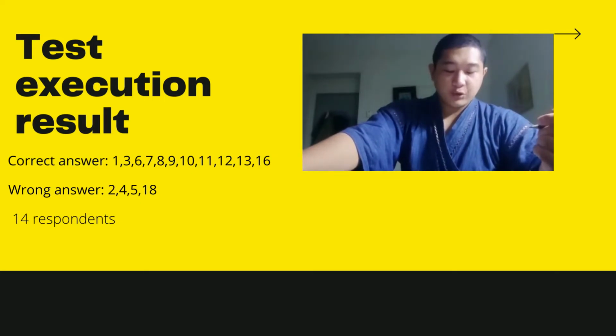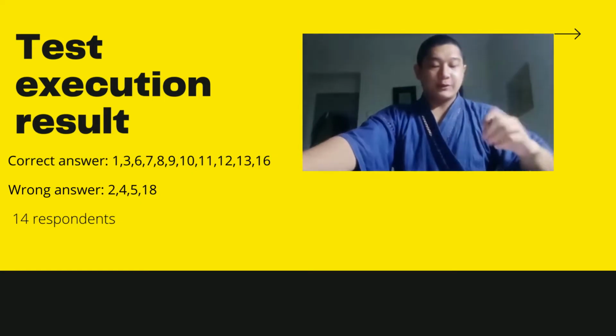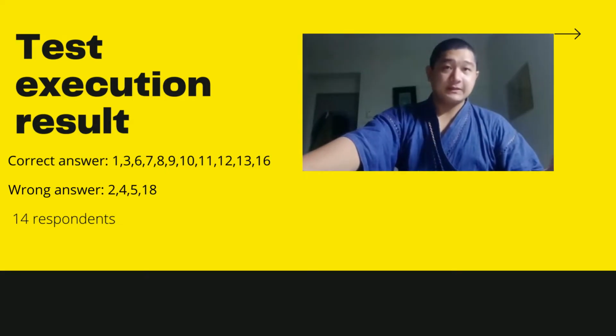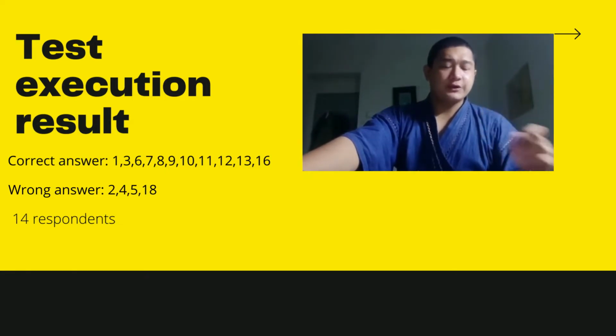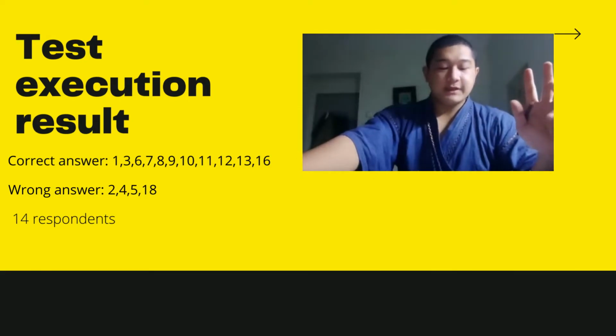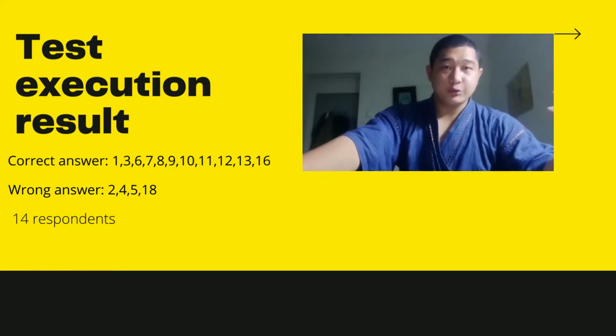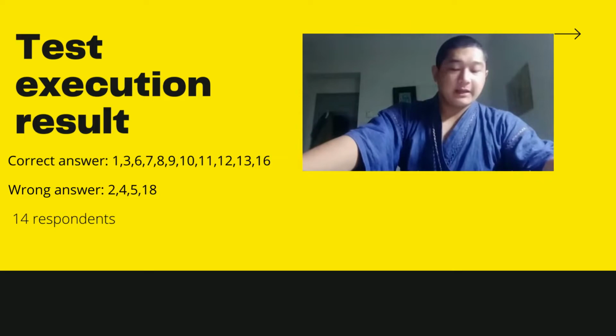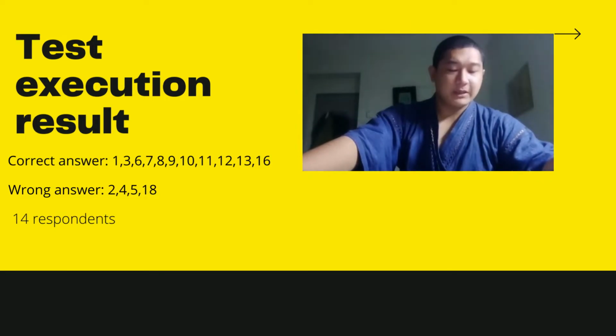For the MCQ questions, we have 20 questions overall. For the test execution result, I will mention two parts: the questions that the students found easy to do, where the success rate of getting a correct answer is above 70%, and the questions that the students had a hard time with, where the success rate is only 40%.